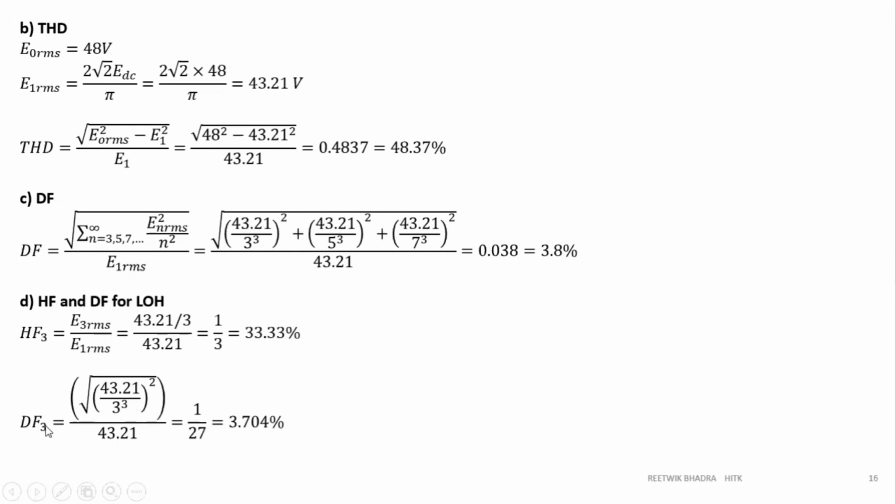And since we are finding DF for this one, DF is this formula, with E1 RMS in the denominator. DF for which one are we finding? For 3. So there will be only one value of n over here, that is 3. That is the first term written over here. So only the first term is used. Since there is a square root, this square will go outside and cancel out with the square root. So ultimately it will be 1 by 3 cube. So 43.21 cancels out. So 1 by 27. That is 3.704%.